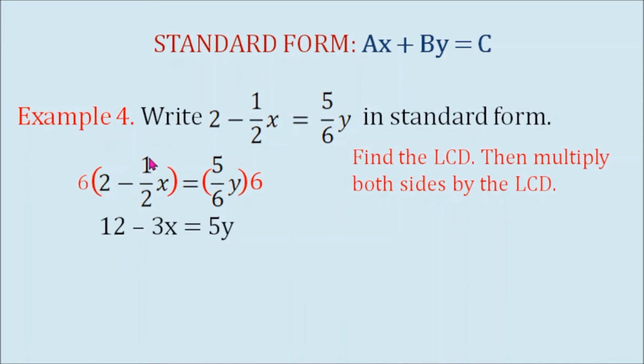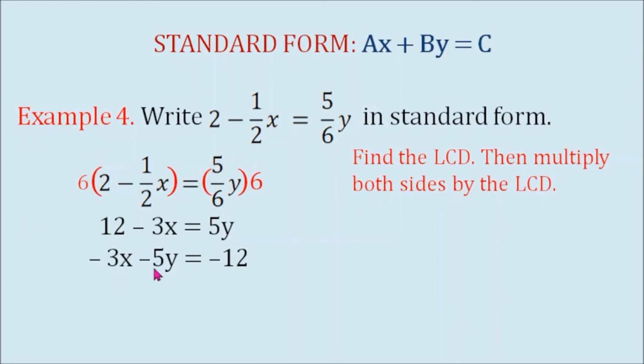6 times negative 1x divided by 2 is negative 3x. Then the right side, we have to cancel out 6 here, 5y left. It's not in standard form yet because the constant 12 should be on the right side and 5y should be on the left side. So to transfer 12 to the right side, we subtract 12 from both sides. And to transfer 5y to the left side, we are going to subtract 5y from both sides. So this is what we get.